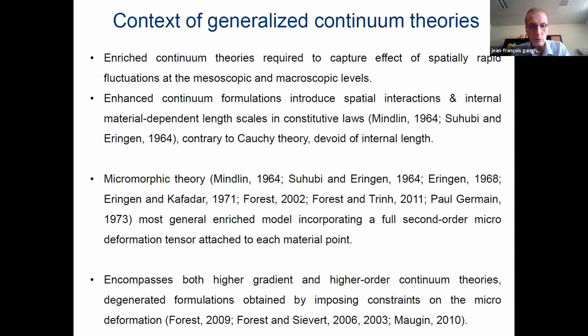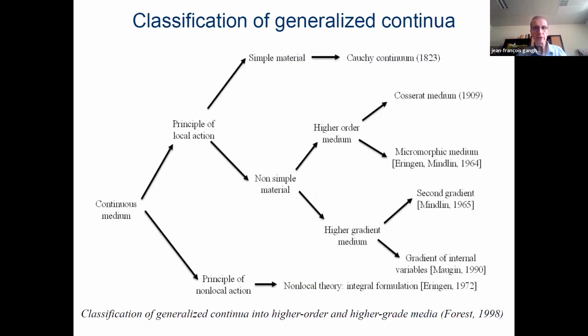It includes actually all higher order and higher grade theories, which can be obtained by degeneration conditions, for instance, by imposing constraints in the micro deformation. So there have been some recent works by Samuel Forest or Gérard Maugin more than 10 or 15 years ago on the topic. So this is a classification, a kind of genealogy of these generalized continua. I have taken this picture from a work of Samuel Forest.